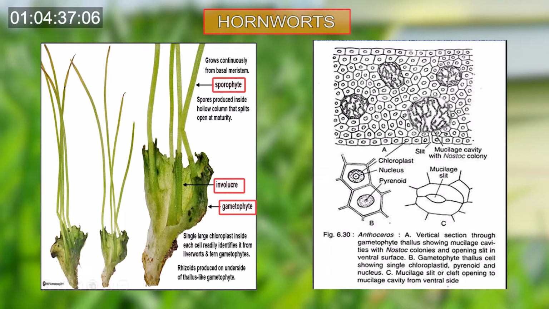Here we can see that there are certain mucilage canals, and within these mucilage canals are present certain cyanobacteria which are known as nostoc colonies. These nostoc colonies inhabit these mucilage canals due to the presence of a hormogonium inducing factor which is released by these canals, and as a result it gives the thallus a bluish green coloration.